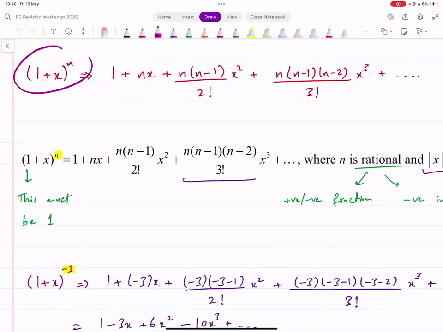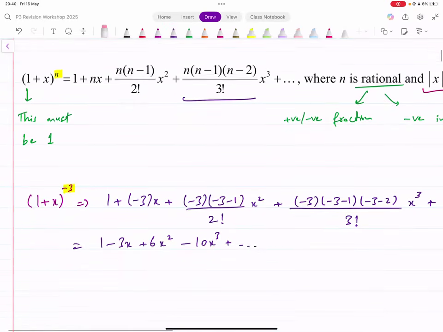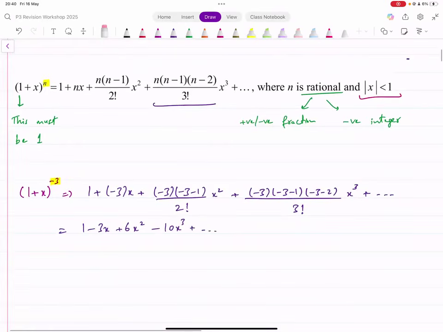1 plus x raised to power n, this is the formula that's given in the formula sheet, is equal to 1 plus nx plus n into n minus 1 over 2 factorial into x squared, and so on. It's given up to the x cubed term here in the formula sheet, right? So this is what I've taken from the formula sheet. This is what you do to expand expressions that look like this: 1 plus x whole raised to power n.